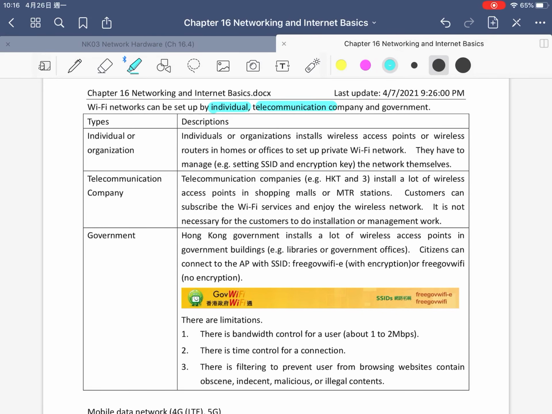Wi-Fi can be set up by an individual, a telecommunication company, or the government. For an individual, you set up the Wi-Fi and have to manage it yourself. You have to set up the SSID and encryption key. If a telecommunication company sets up the access point, they may set it up in shopping malls or MTR stations, so customers can use the Wi-Fi service and enjoy the wireless network. For the government, it installs a lot of wireless access points in government buildings, so citizens can enjoy the service.